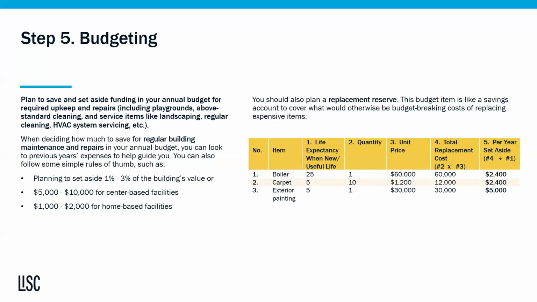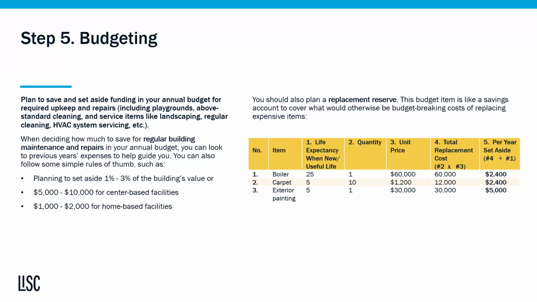So some guidance out there is that you should plan to set aside 1 to 3% of your building's value, 5 to 10,000 for centers, 1 to 2,000 for home-based facilities. Obviously, this will definitely vary depending on your space and the type of facility that you have.